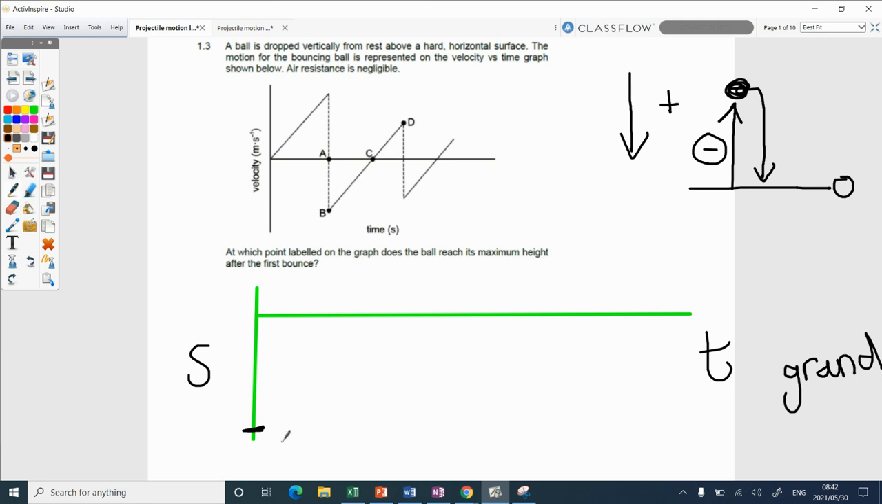All right, so it starts there. Then, do the crosses first. Forget about the lines. Just look at what it does at this point here. It hits the ground, so it's going to be on the ground. So you know it's going to be on the ground.